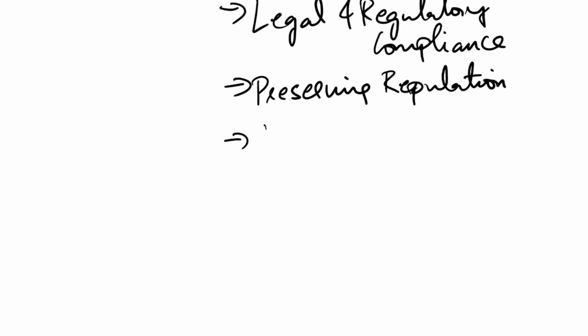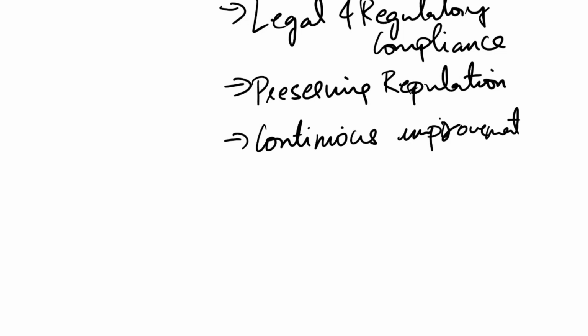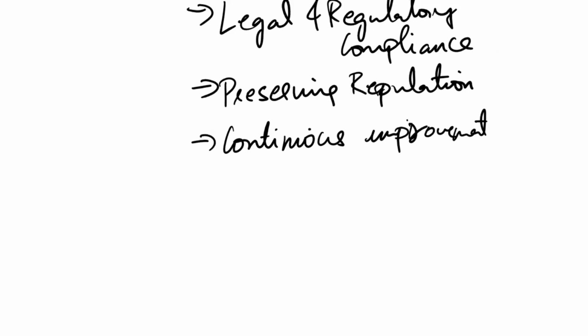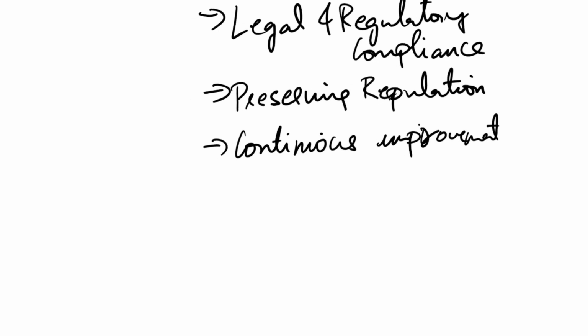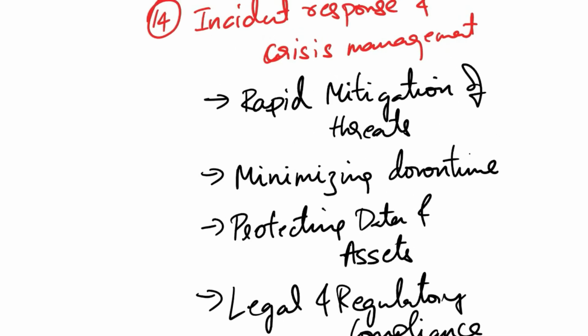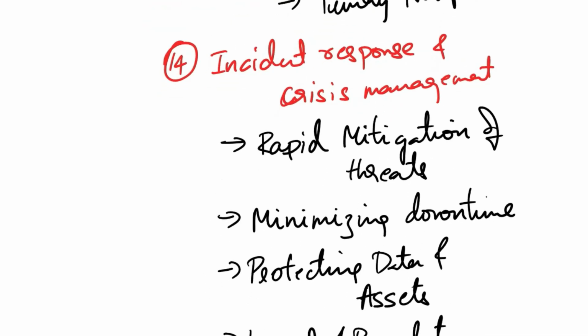Next, continuous improvement. Regularly testing and updating incident response plans contribute to a culture of continuous improvement. It allows organizations to learn from each incident, refining processes, and improving their overall security posture. So, these are some of the key points explaining the importance of incident response and crisis management in IT audits.